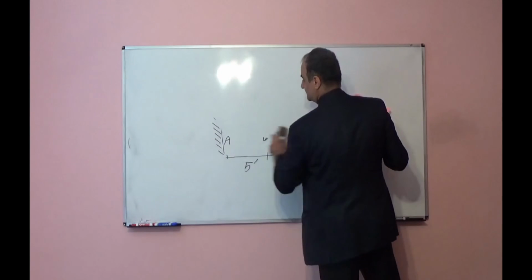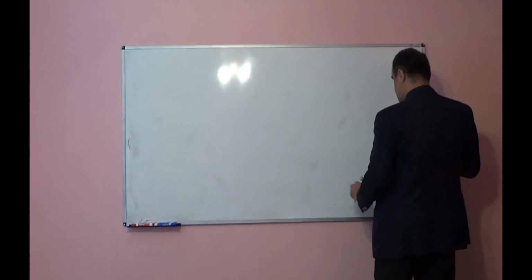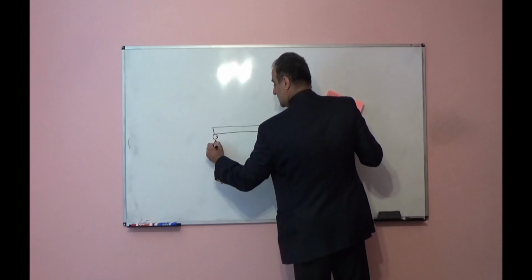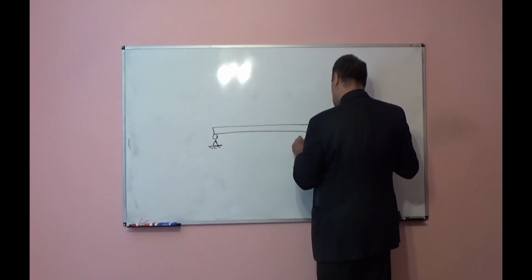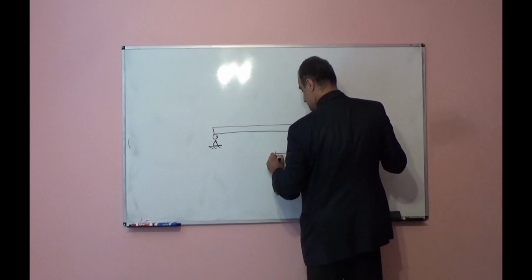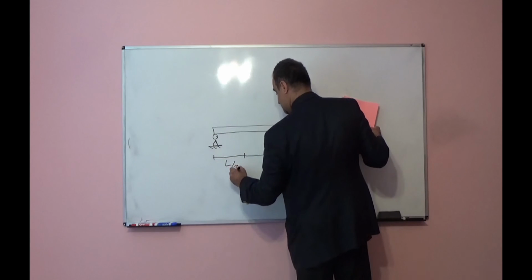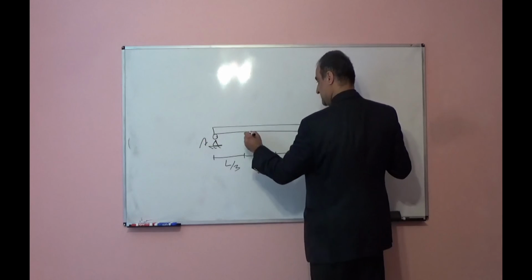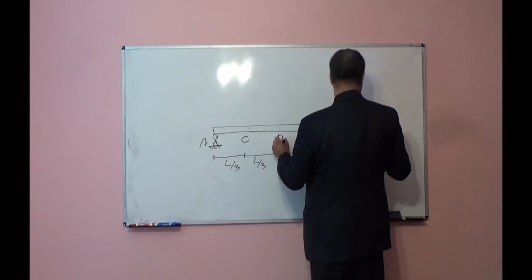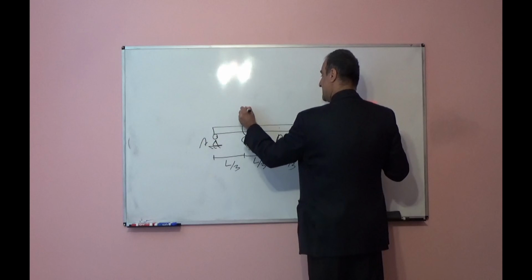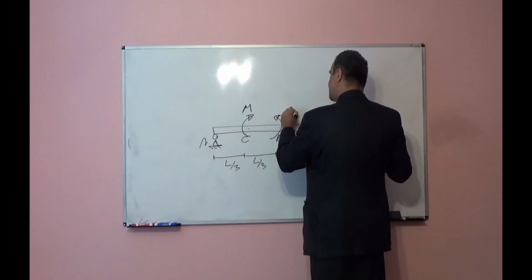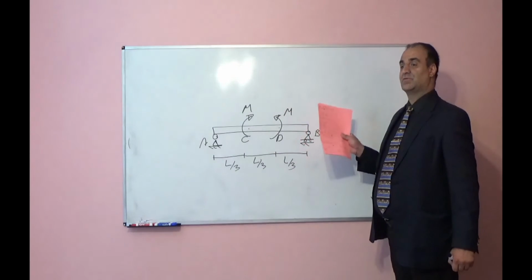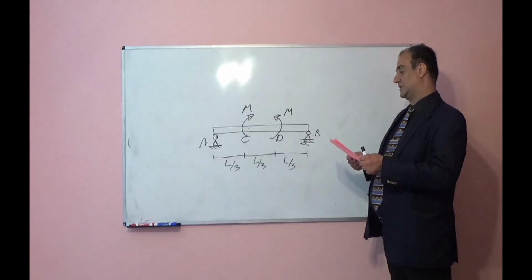Next one is a simply supported beam subjected to two concentrated moments. L over 3, L over 3, L over 3, A, B, C, D. We have two concentrated moments M and M. Magnitude equal, but the direction is opposite. Find reactions, draw shear force diagram and bending moment diagram.